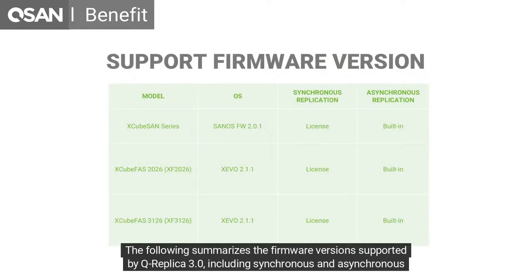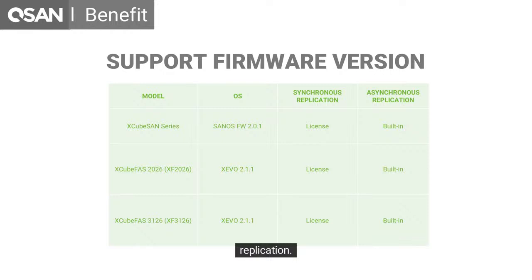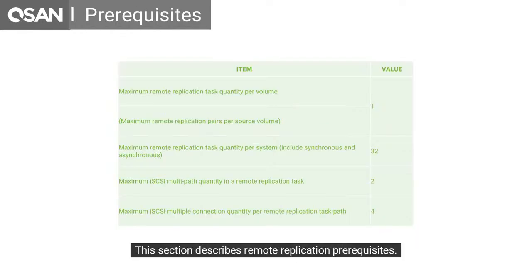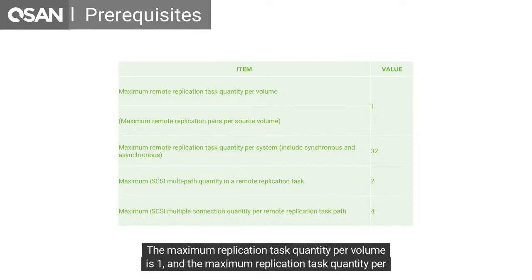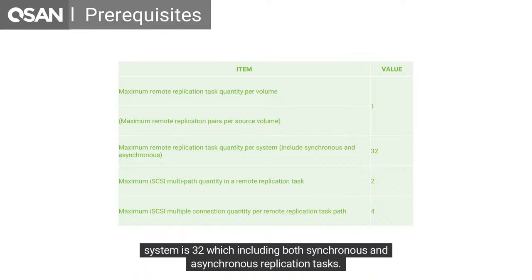The following summarizes the firmware versions supported by Qreplica 3.0, including synchronous and asynchronous replication. This section describes remote replication prerequisites. First, list the parameters of remote replication. The maximum replication task quantity per volume is 1, and the maximum replication task quantity per system is 32, including both synchronous and asynchronous replication tasks.